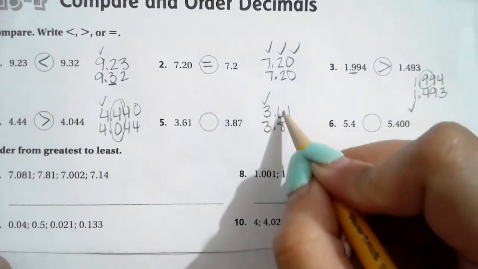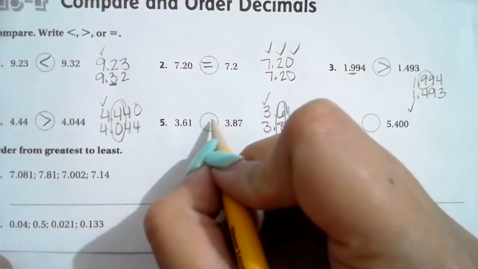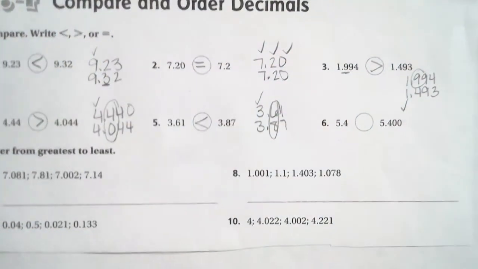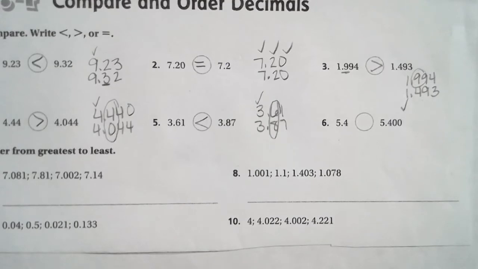3 and 3, they're equal. 6 and 8, aha, that 8 is greater, so I know the 6 is less. So it's going to be 3 and 61 hundredths is less than 3 and 87 hundredths.